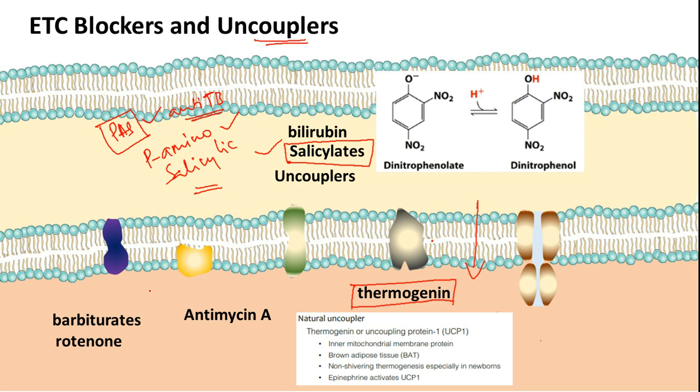One more example I would like to give you is another anti-TB molecule which blocks ATP synthase of Mycobacterium tuberculosis. The drug name is bedaquiline. Bedaquiline is a recently approved drug which blocks the ATP synthase enzyme. So friends, this is all about electron transport chain blockers and uncouplers.